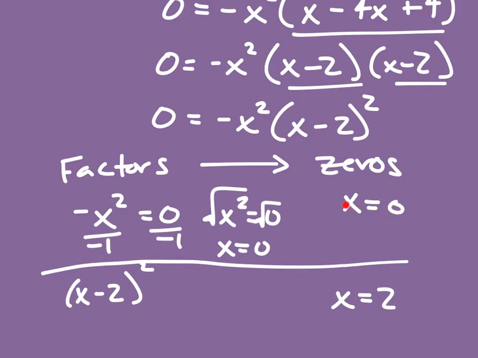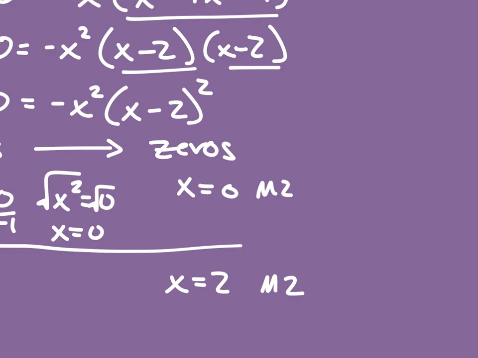When x is 0 here, the multiplicity is 2. Same thing here: for this factor of x minus 2, my multiplicity is 2. From there, I can conclude that we're going to bounce here, and we're going to bounce here.